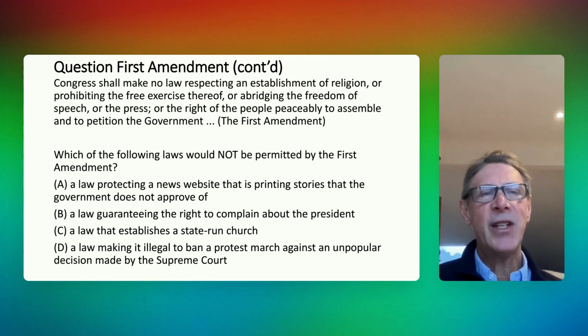But let's just check D. A law making it illegal to ban a protest march against an unpopular decision made by the Supreme Court. That would certainly be allowed. So the one that would not be permitted by the First Amendment is C, a law that establishes a state-run church.